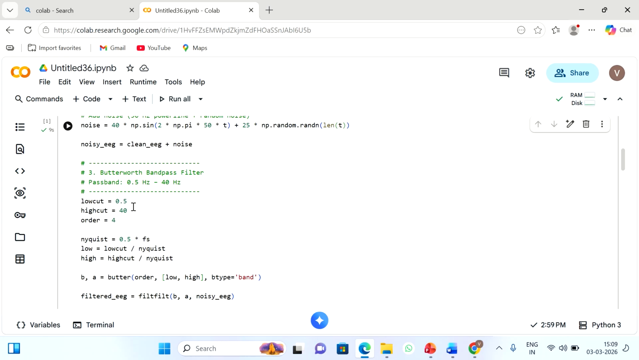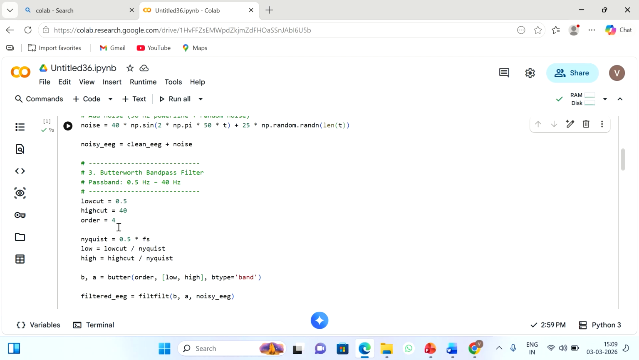Then low cut is equal to 0.5. So 0.5 means lower cutoff frequency. And then higher cutoff frequency is 40. So order is equal to 4. Normally if it is 1 it means nothing, and 2, 3 means higher order. So order equal to 4 means still a higher order filter.